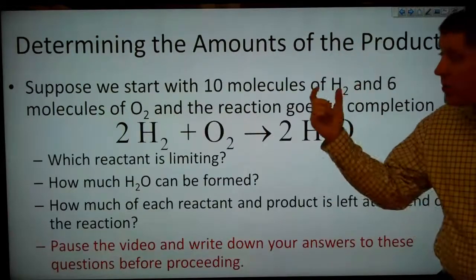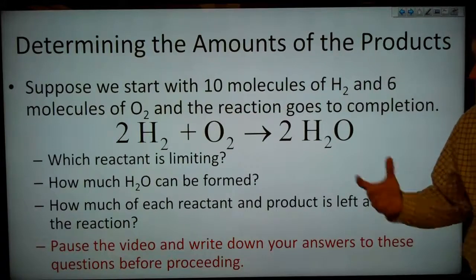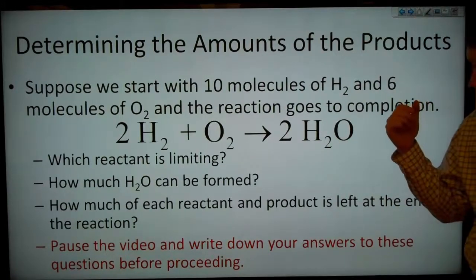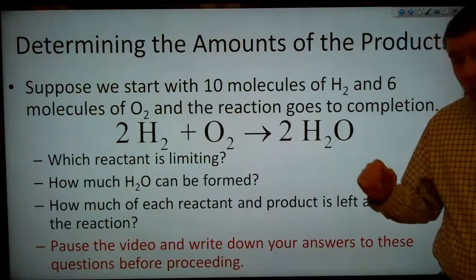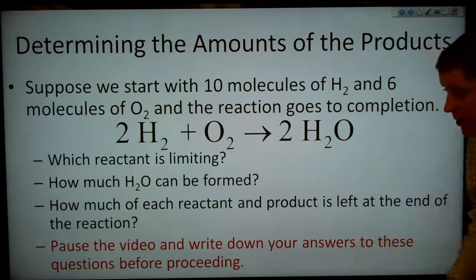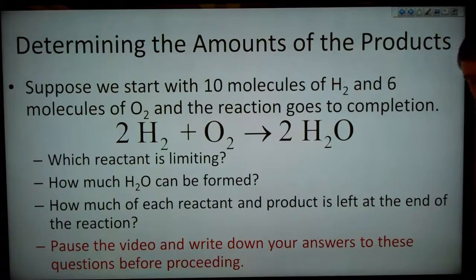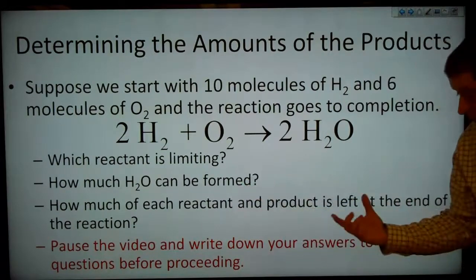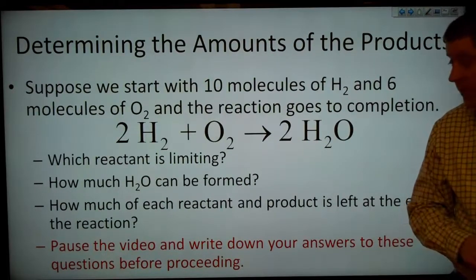So suppose that we start with 10 molecules of hydrogen and 6 molecules of oxygen, and the reaction goes to completion. Which reactant is limiting? How much water can be formed? And how much of each reactant and product is left at the end of the reaction? I want you to pause the video and write down your answers to these questions before you go on.